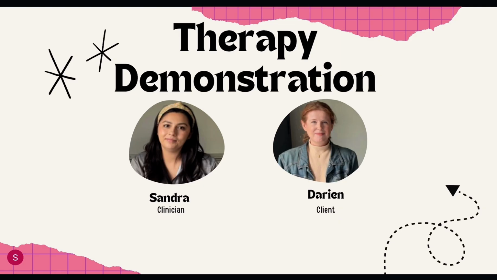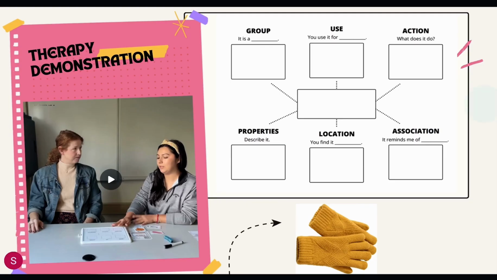I will be playing the clinician, and Darian will be playing the client. Darian is a child with word finding difficulty, specifically recalling names of objects. In this demonstration, Darian will select the target word, gloves, from a selection of picture cards. I've displayed the item and the semantic map for you to follow along. As you will see, after describing the object, she will be able to recall the item's name.